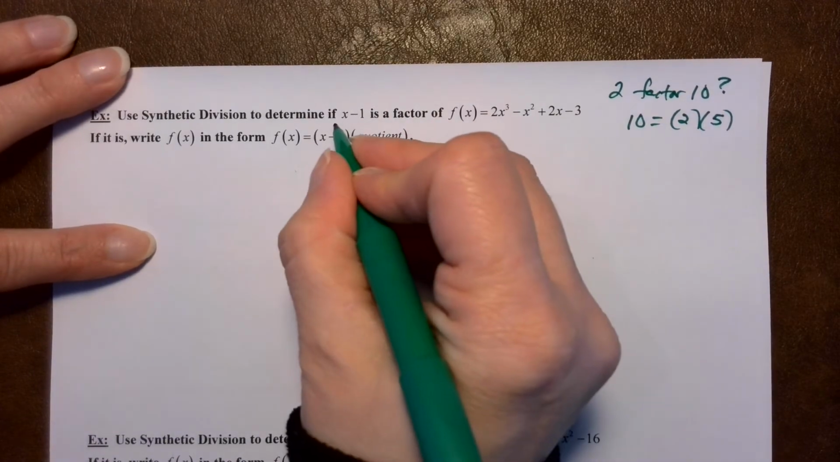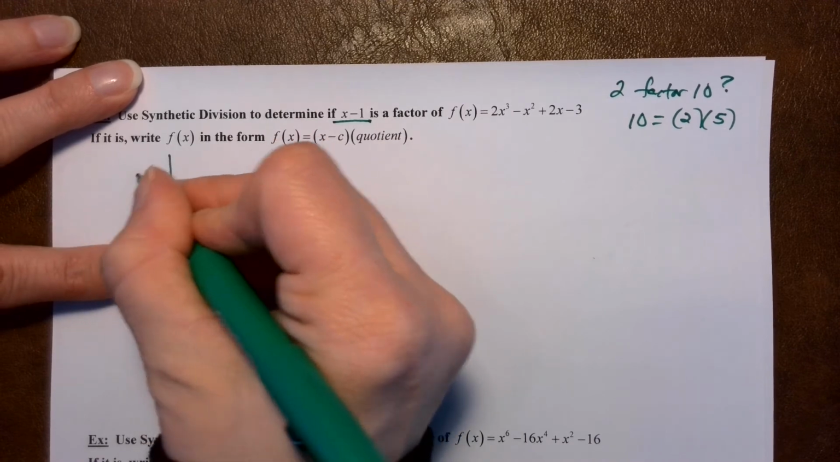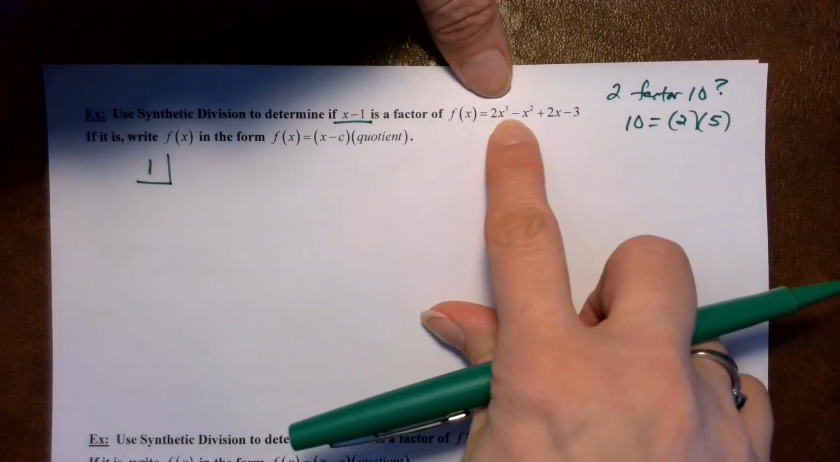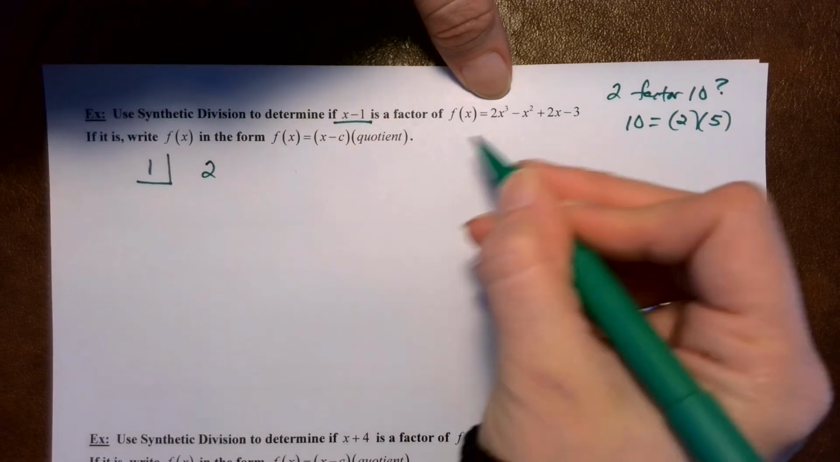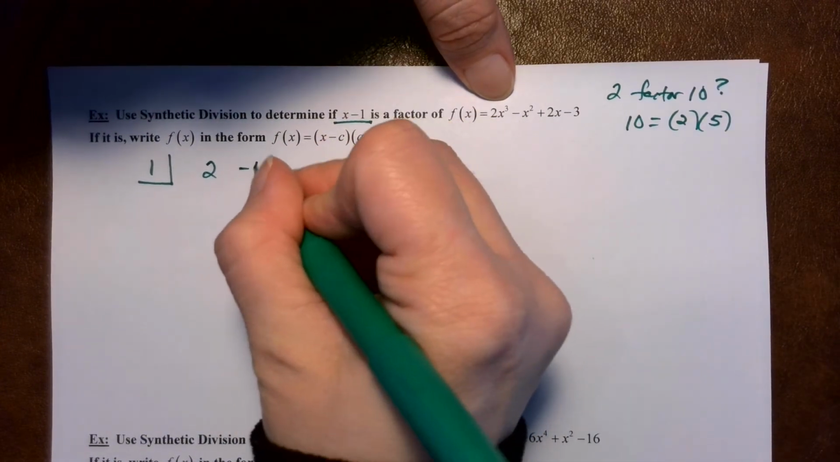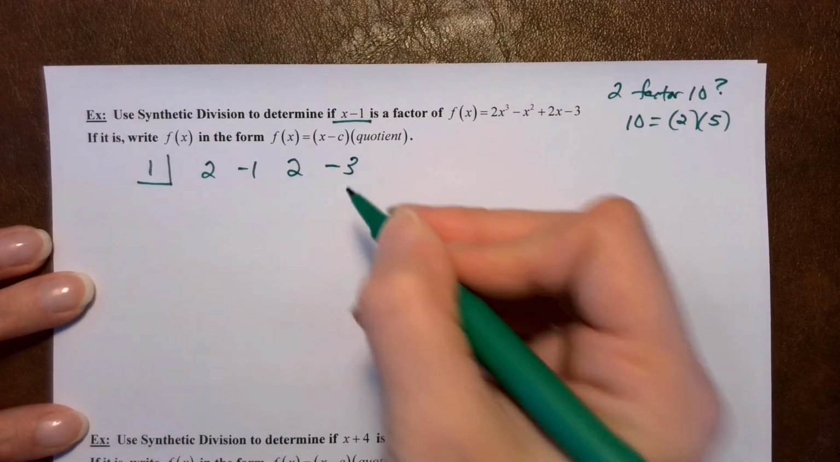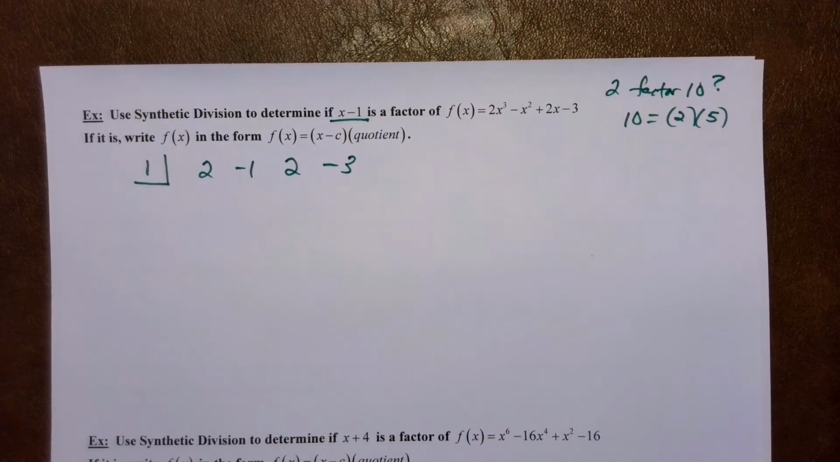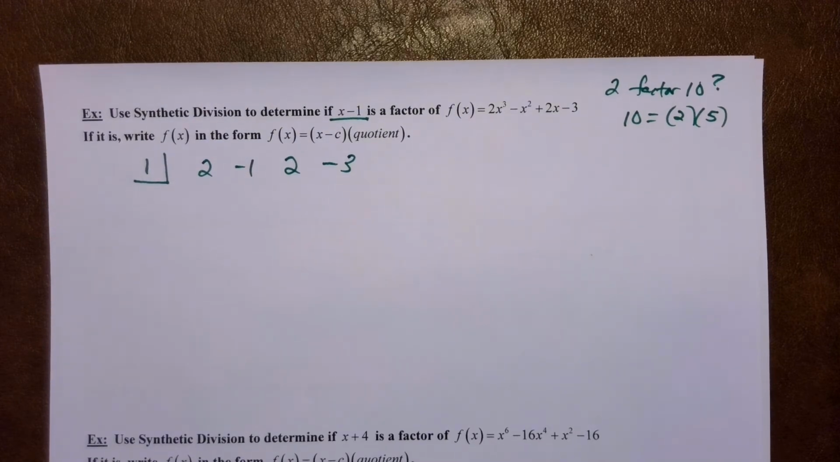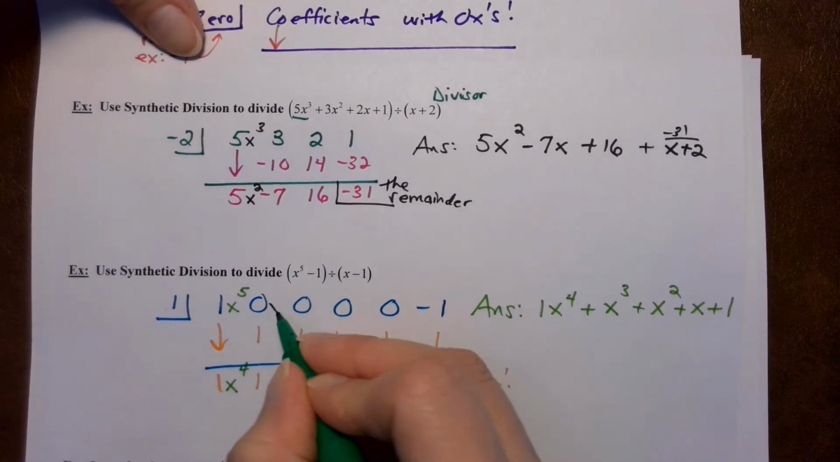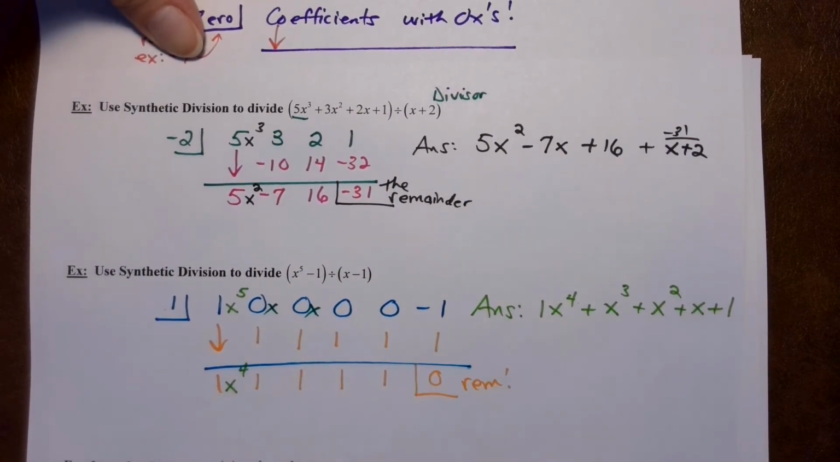Okay, so is x minus 1 a factor? Let's see. I'm going to put 1 in the divide box, and then all of the coefficients with x's. 2 for the third power. Negative 1. Positive 2. Negative 3. Oh, I didn't need any x's. You guys know what an ox is? An ox is a 0x. Like this one here, there are lots of 0x's. There's an ox. There's an ox.